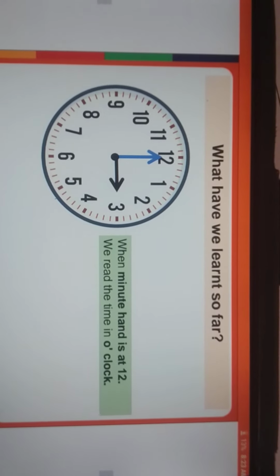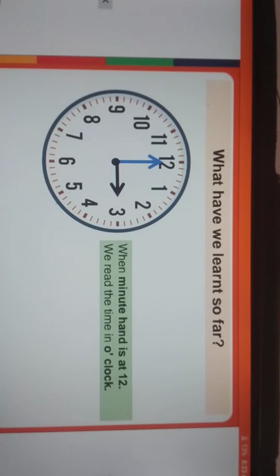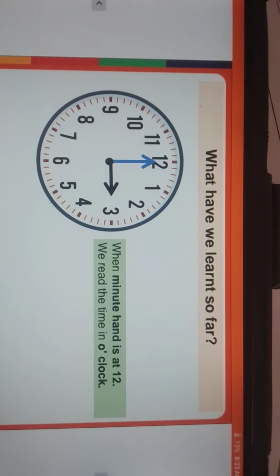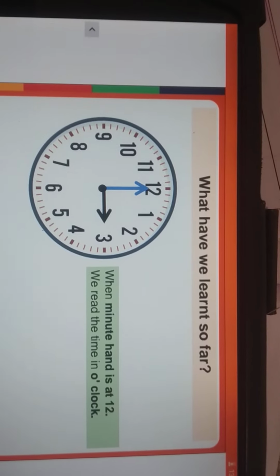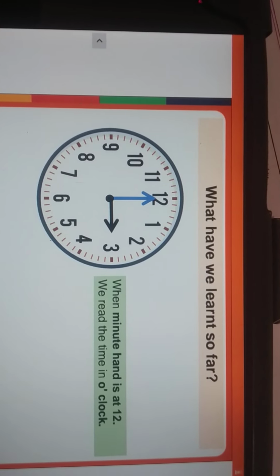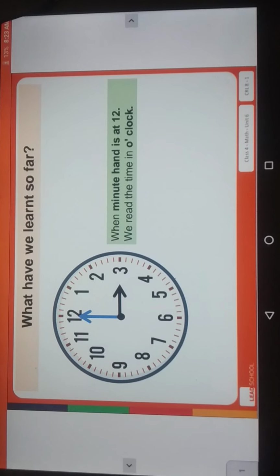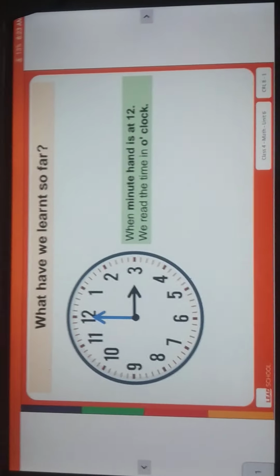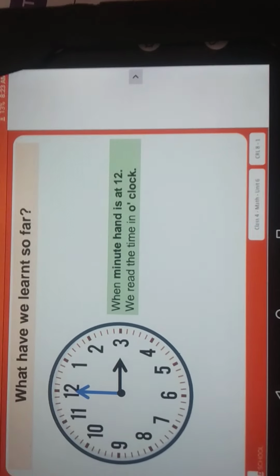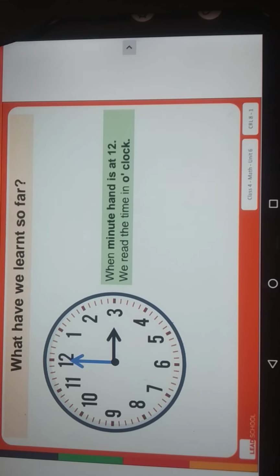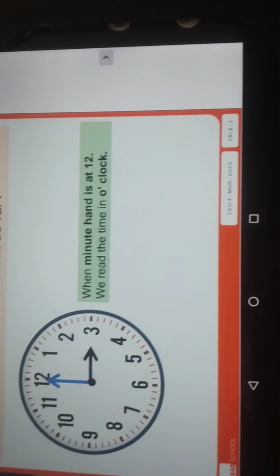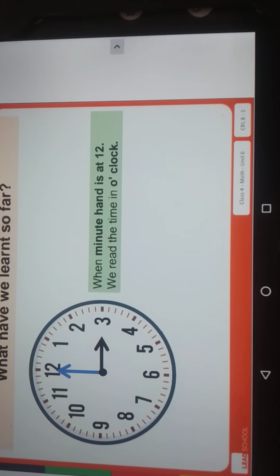So, students, today we'll start the worksheet, what have we learned so far. Today we'll learn about the clock. Okay. So in that, here you all are seeing that one clock is there.